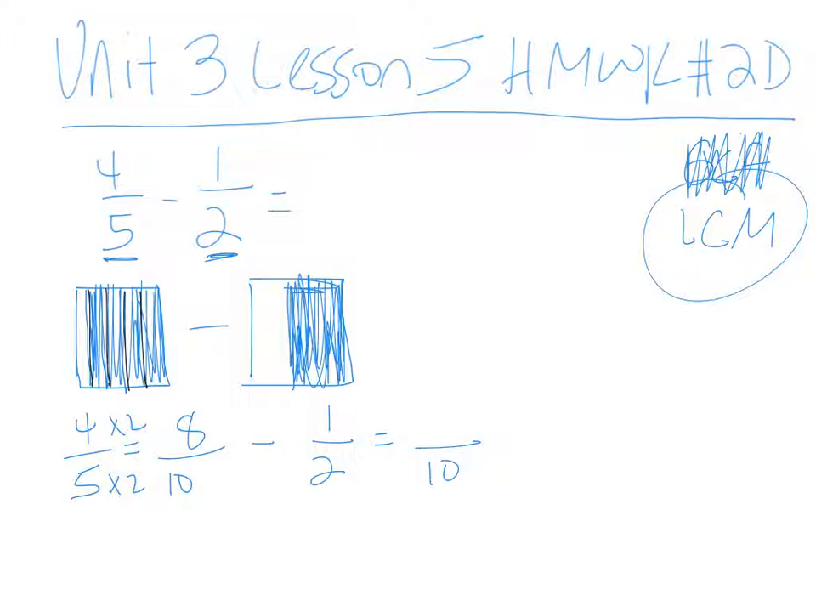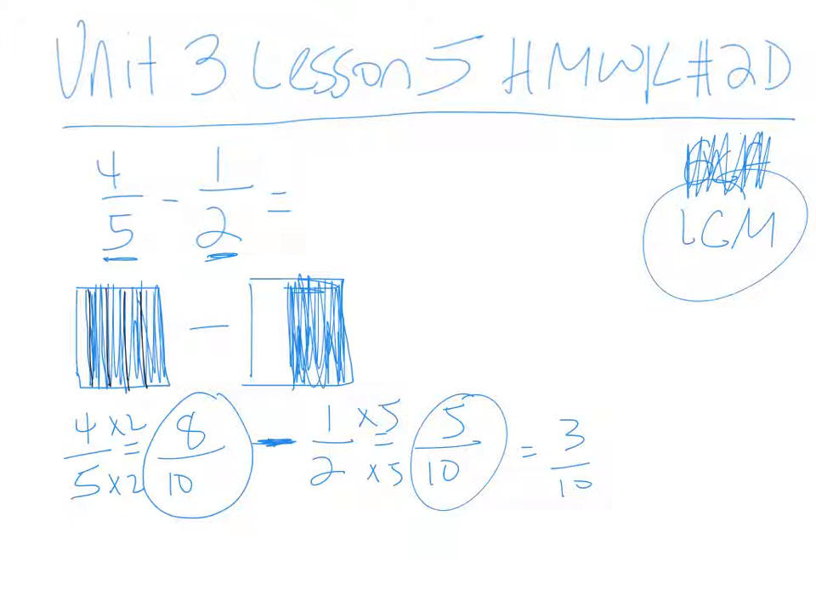Same thing over here. How did you get from 2 to 10? Times 5. Whatever you do to the bottom, you do to the top. 1 times 5 is 5. Now, we have created equivalent fractions with a common denominator. We now are going to do 8/10 minus 5/10. That equals 3/10.